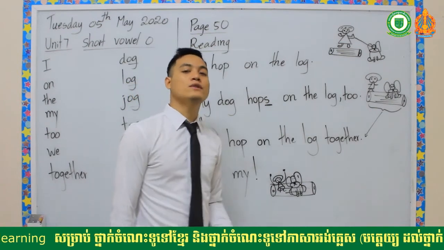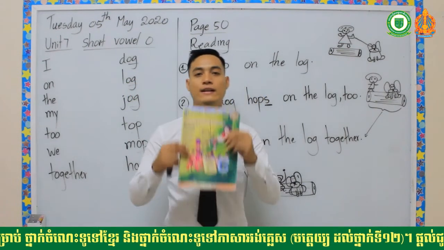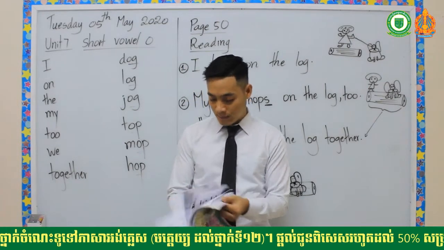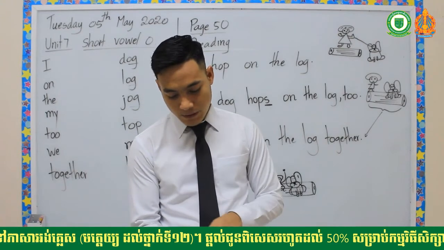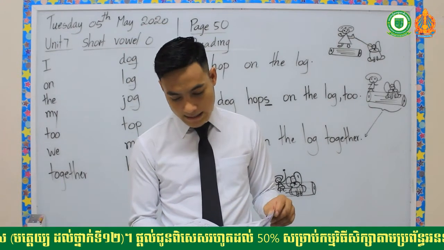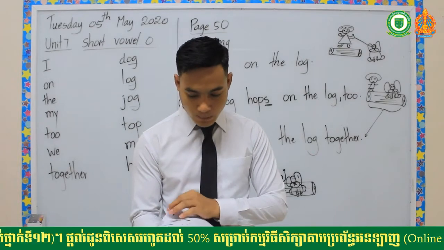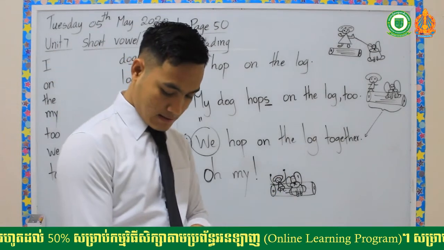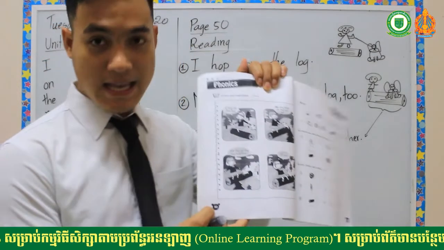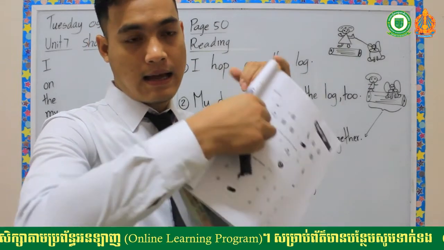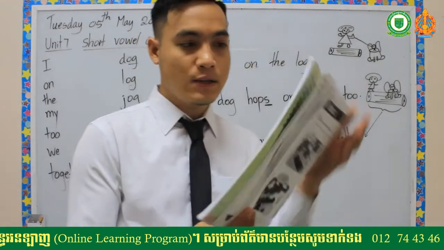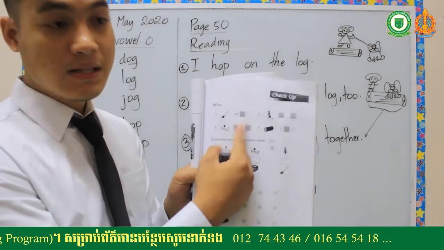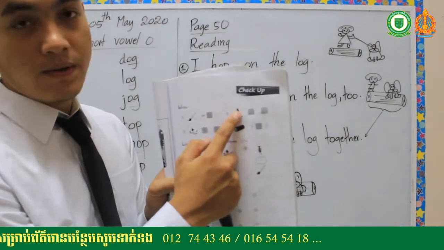Okay, now we move on to our homework, and our homework is in your textbook, on page 51. So we go together. On page 51 in your K2A English textbook, right here, after you read your reading on page 50, we have exercises that I ask you to do as homework. Over here we have pictures. We have picture 1, picture 2, picture 3, picture 4.